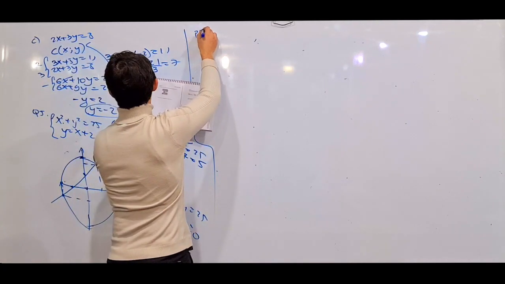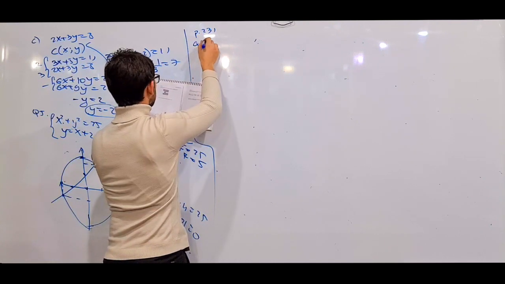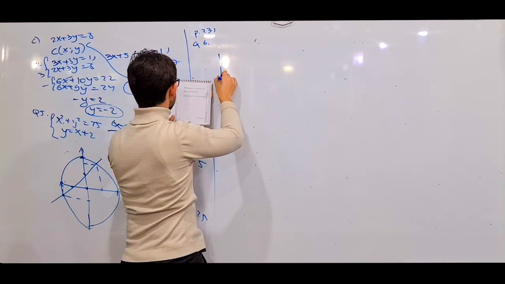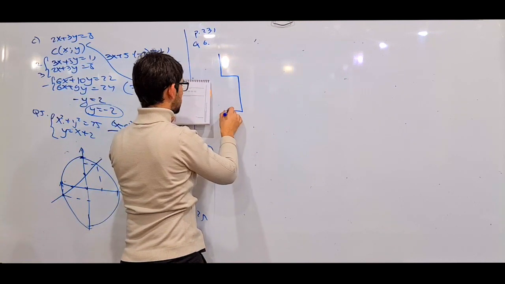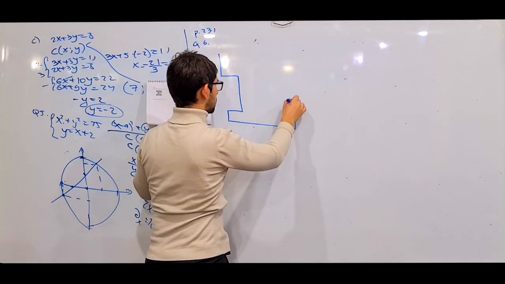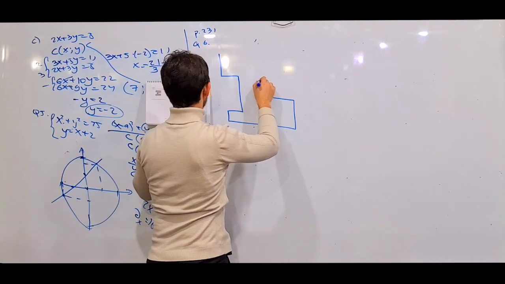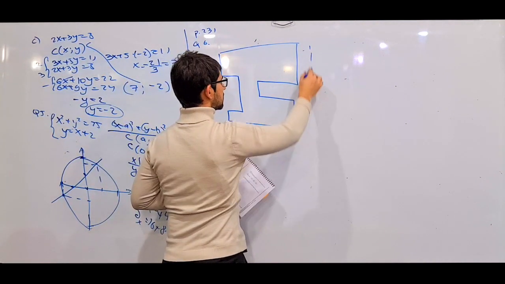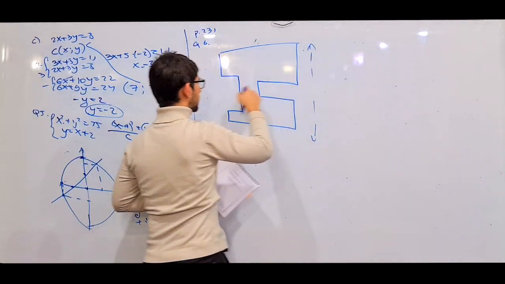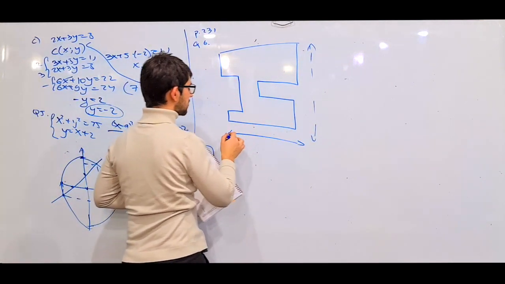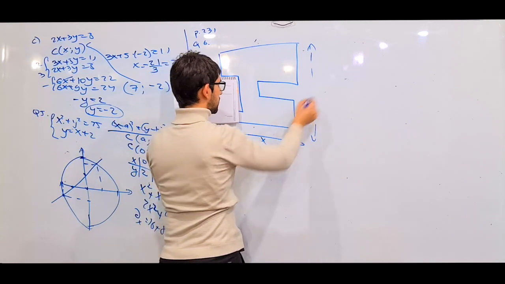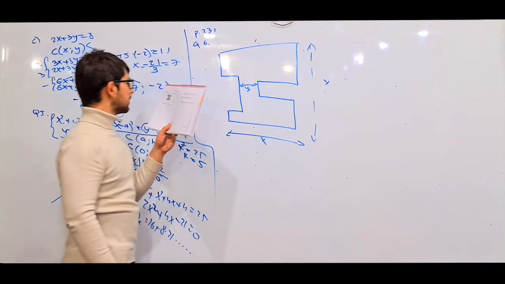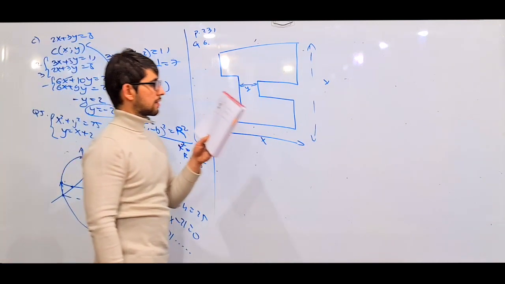Page number 231, question number 6. The diagram shows a square of side length x. Two rectangles are cut out of the square. The side of the square is x. This is equal to y. Find the perimeter of the shaded shape in terms of x and y.